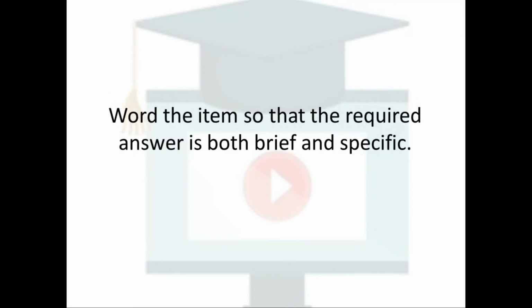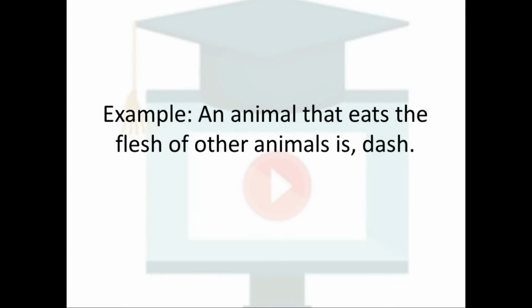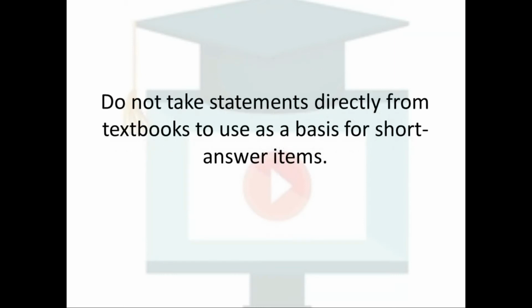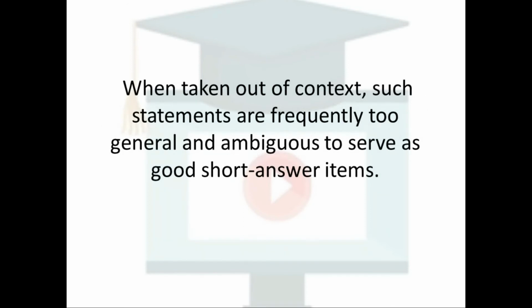Word the item so that the required answer is both brief and specific. Example: an animal that eats the flesh of other animals is ___. Poorly stated: an animal that eats the flesh of other animals is classified as ___. Better item: do not take statements directly from textbooks to use as a basis for short answer items. When taken out of context, such statements are frequently too general and ambiguous to serve as good short answer items.